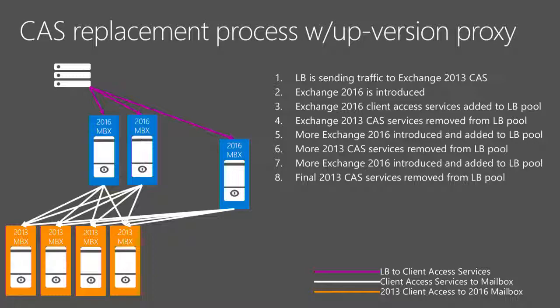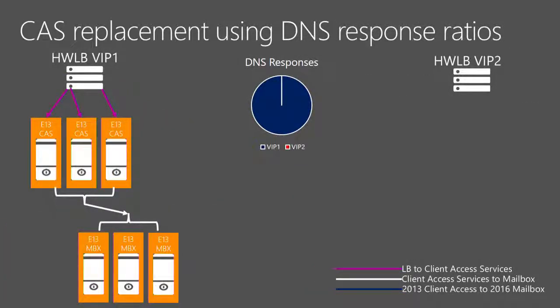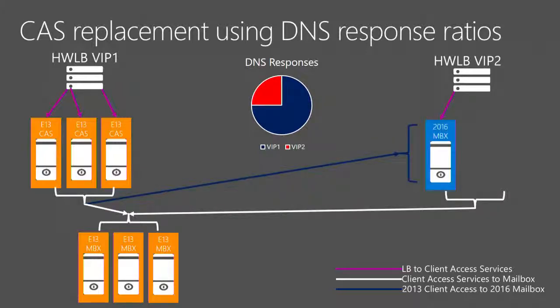There's a second way to do it as well. You can use DNS response ratios. Okay, so there is a configuration within DNS where you can define the percentage of requests you want to go to each server. So you could, for example, introduce a server and then configure DNS, in this case, since we've got a total of 4 servers, to send 25% of the requests over to the Exchange 2016 server.